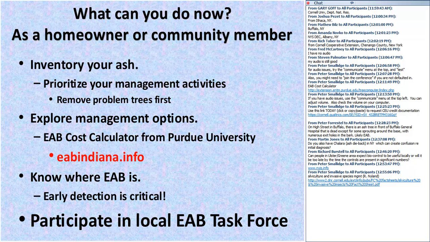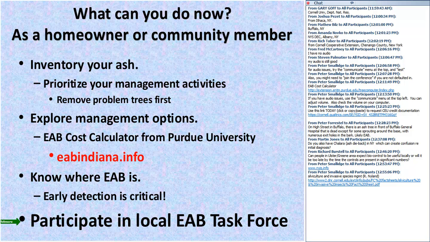And then again, know where emerald ash borer is. Early detection is critical, and if you're treating your trees, you want to treat your trees, know where it is. Pay attention to that 5 miles or that 10 miles. Know how intense the population is, and operate along those guidelines.